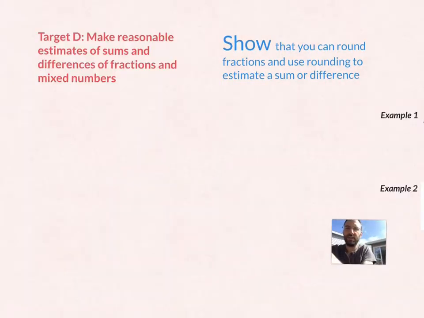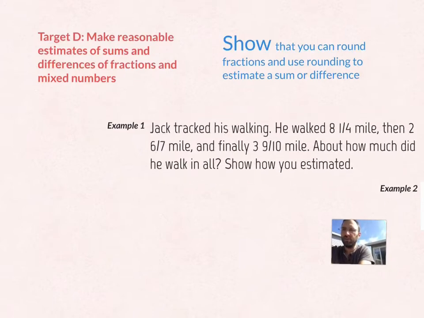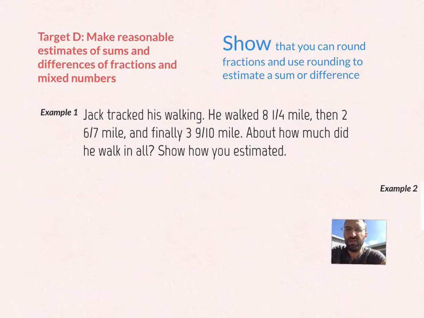Okay, we're going to be doing two examples here. The first one I'd like you to write in your notes, and here it is. Jack tracked his walking. He walked 8 1/4 mile, and then 2 6/7 of a mile, and finally 3 9/10 of a mile. About how much did he walk in all? Show how you estimated. So you see that word about. That is a hint to you that we don't need to find the exact solution. We're looking for an estimate. It says show how you estimated.